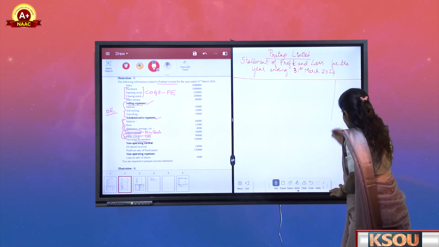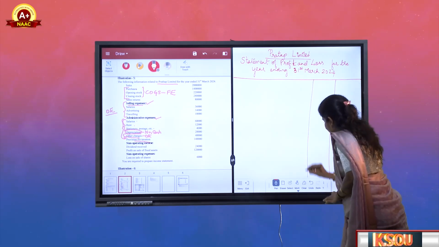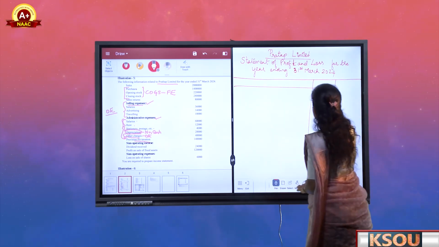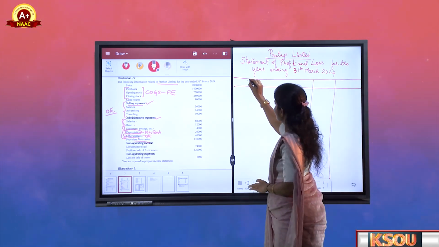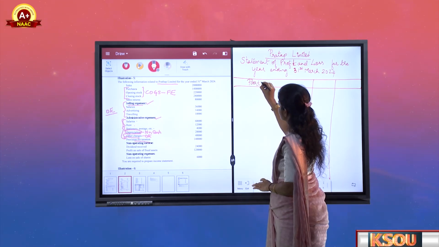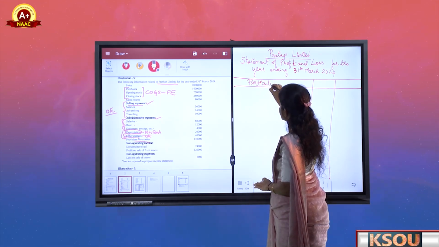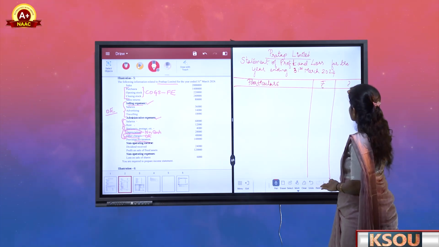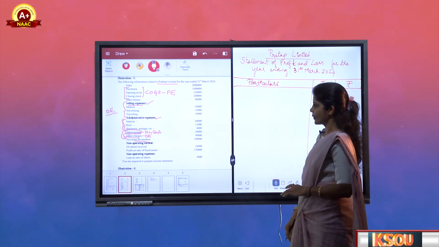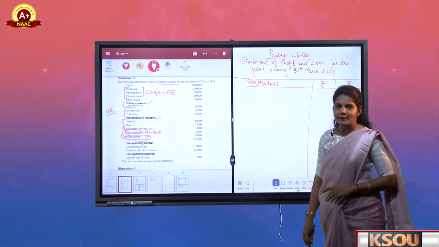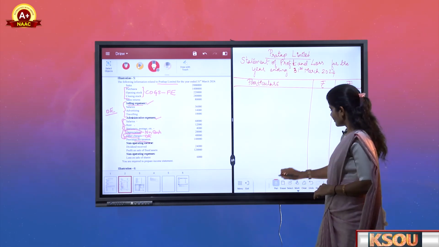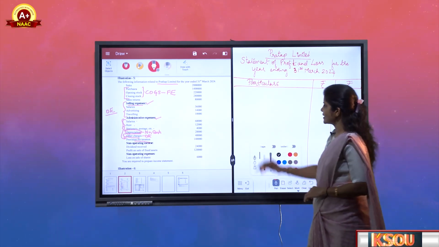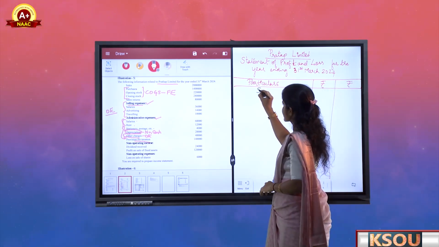So the format is with 2 amount columns and 1 particulars. This is called particulars. This is amount in rupees. Okay. Let us take one by one. The first item of the profit and loss statement is sales. Let us take that sales.